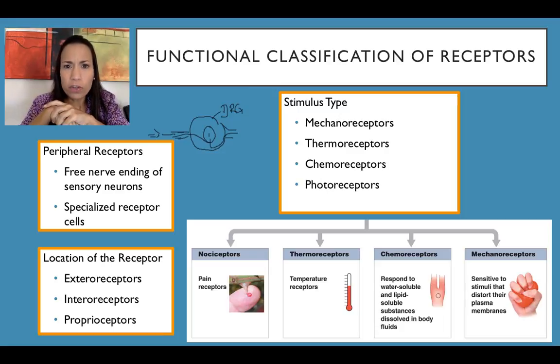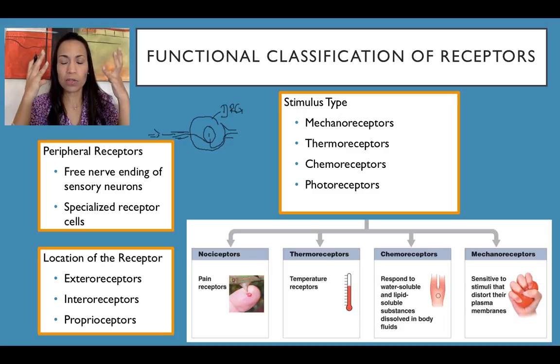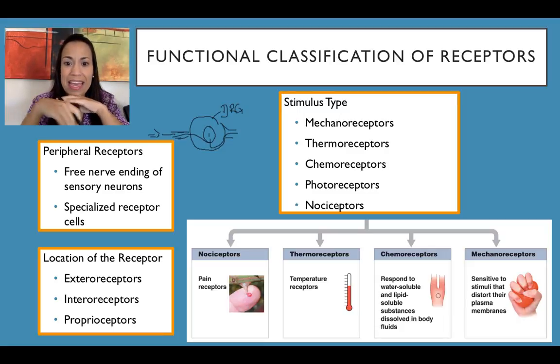What else? Photoreceptors. What do you think they respond to? Photo means light, so they respond to light, and they are located only in the eye. And last but not least, nociceptors, and they respond to pain.